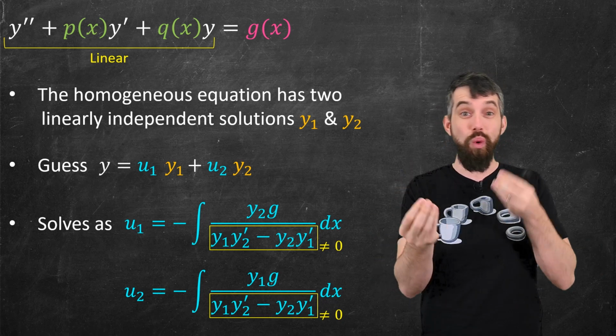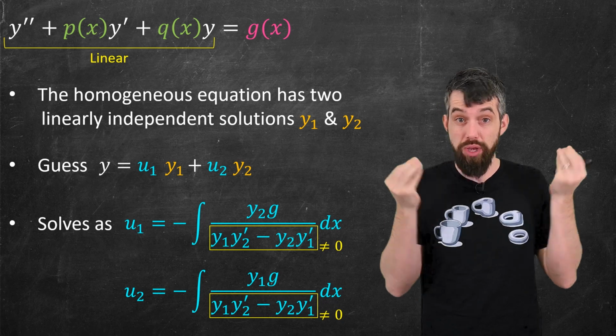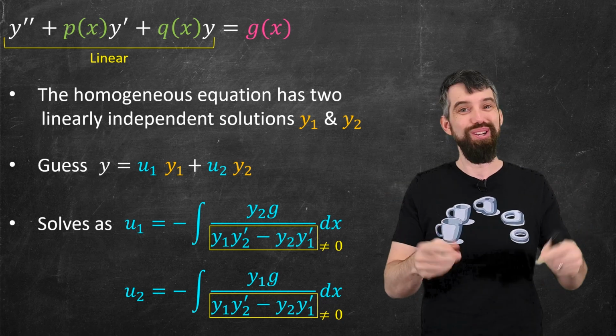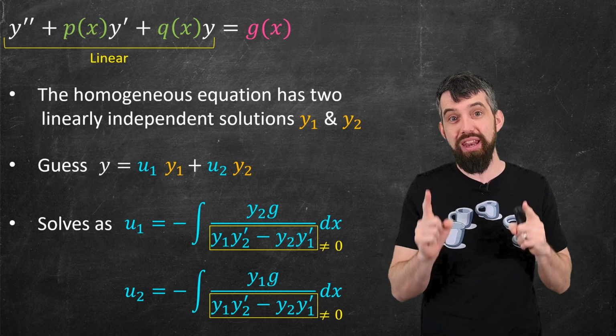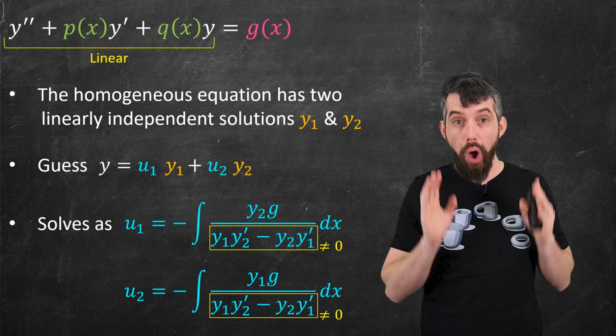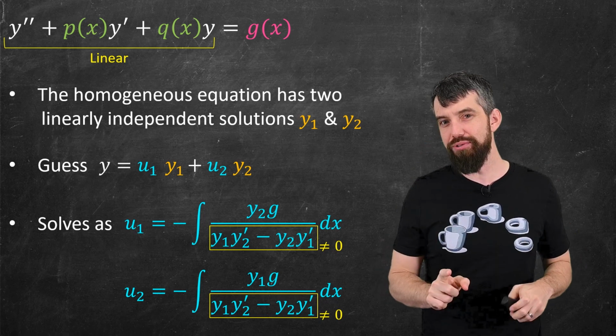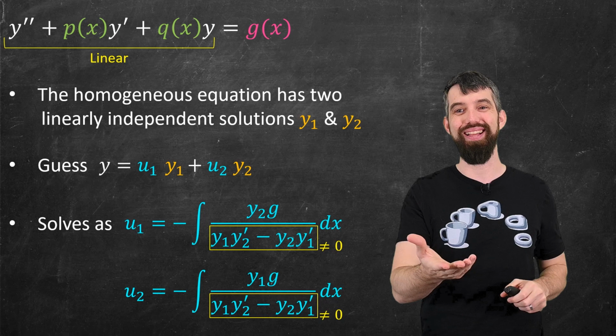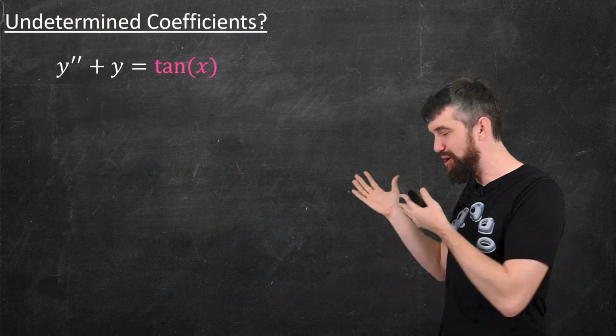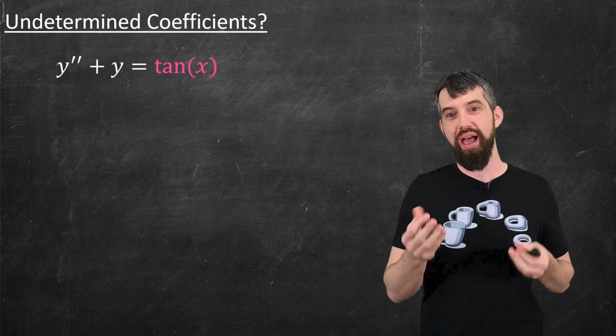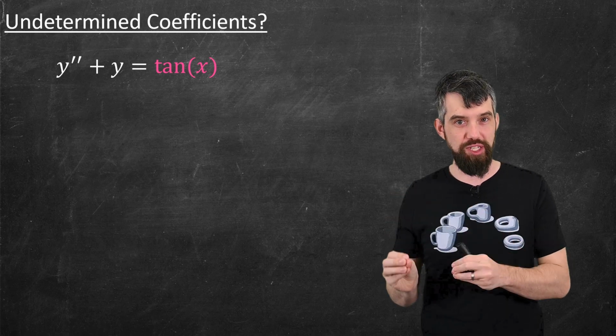Regardless, if you can find the y1 and the y2 initially, which is not always guaranteed, and if you can do the resulting integrals, then the variation of parameters method always works. I do want to contrast this with the other method that students often see to solve a differential equation like this one, a method called undetermined coefficients.